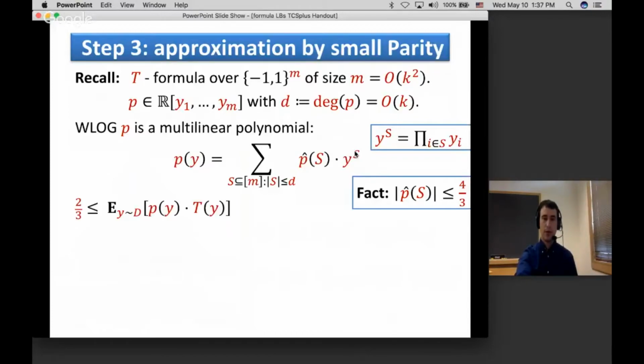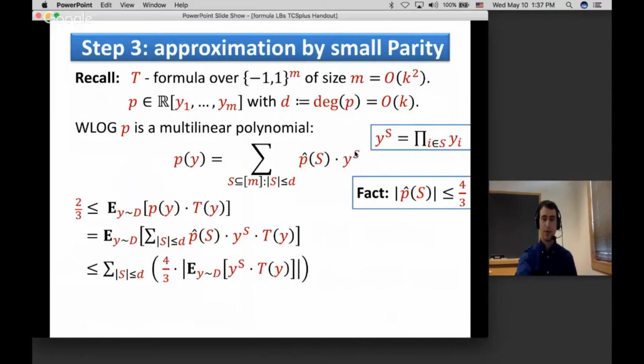So now, what do we know? We know that p correlates with T. And we know that we can write p as the sum of these monomials. So really, it means that one of these monomials must correlate with T slightly. So let's see it more precisely. We simply substitute p with this sum. So now we have that the expectation of this sum times T of y is at least 2/3. Now we use the fact that all these coefficients are at most 4/3 in absolute value. And we use linearity of expectation.